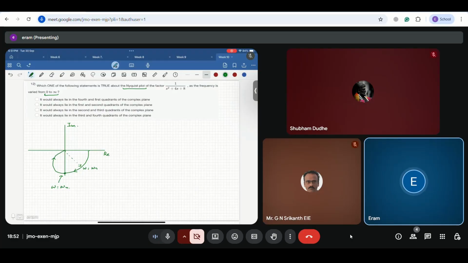Okay, if you want to check the quadrant by separating the real and imaginary parts, you can also do it that way. I have calculated it. For this case, the real part will be (8 minus omega square) divided by ((8 minus omega square) whole square plus 16 omega square), and your imaginary part will be minus 4 omega over the same denominator.